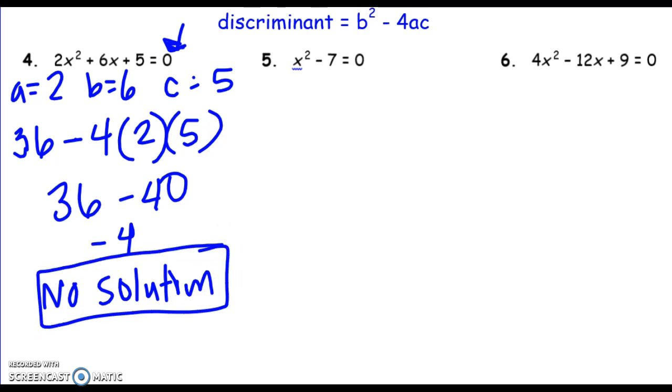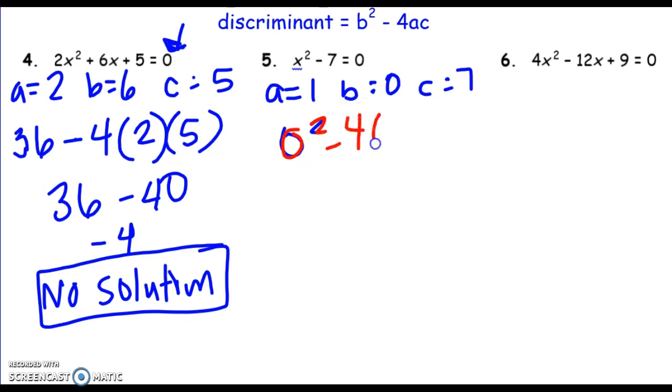And here I have an A, which would be 1. I do not have a B. B is where it is with my X value. I don't have a B, so we're going to go ahead and put B as 0. And my C would be 7. Okay, so if I do B squared, which is 0 squared, minus 4 times 1 times 7. So in this case, that's going to be a negative. 7 times 4 is 28. So a negative 28, which is going to give me no solution.